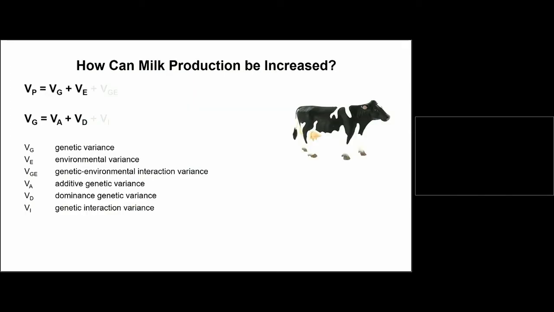Okay, so here you are. Now you're telling your farmer friend that the phenotypic variation you're seeing in your cows is due to both genetic variation and environmental variation.